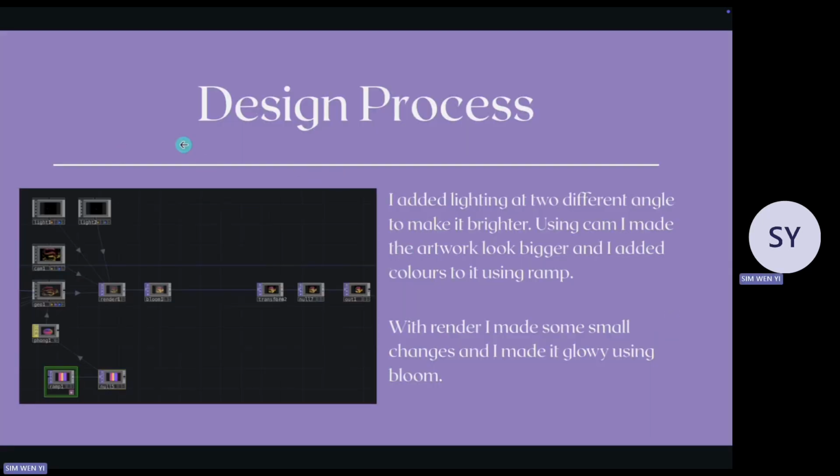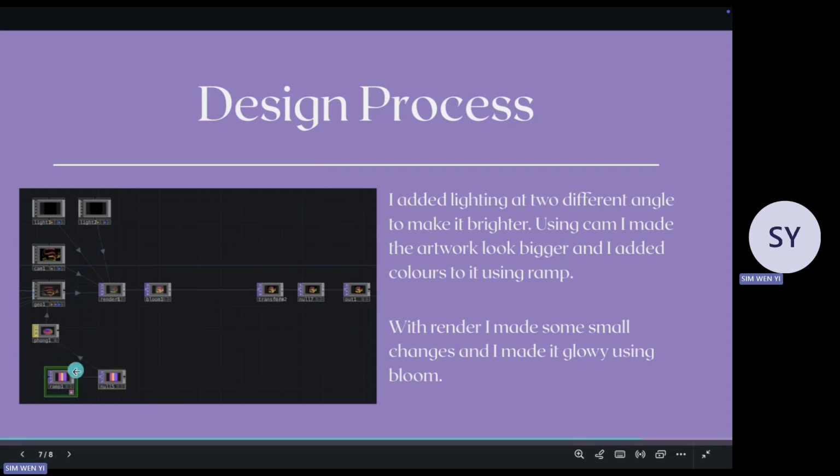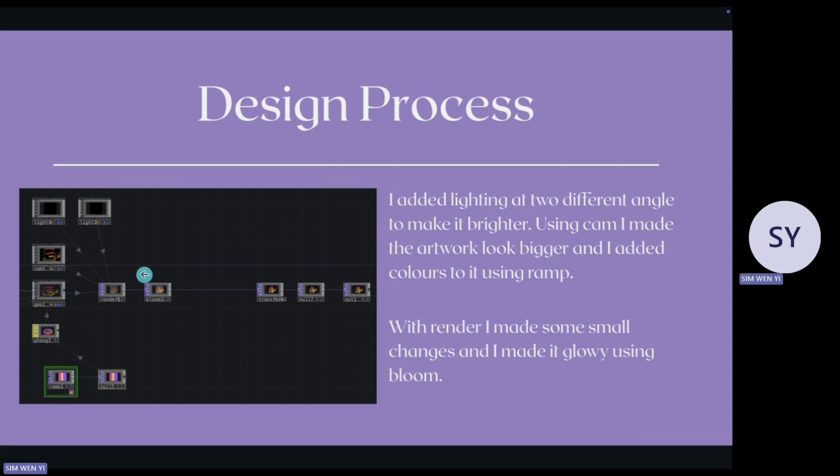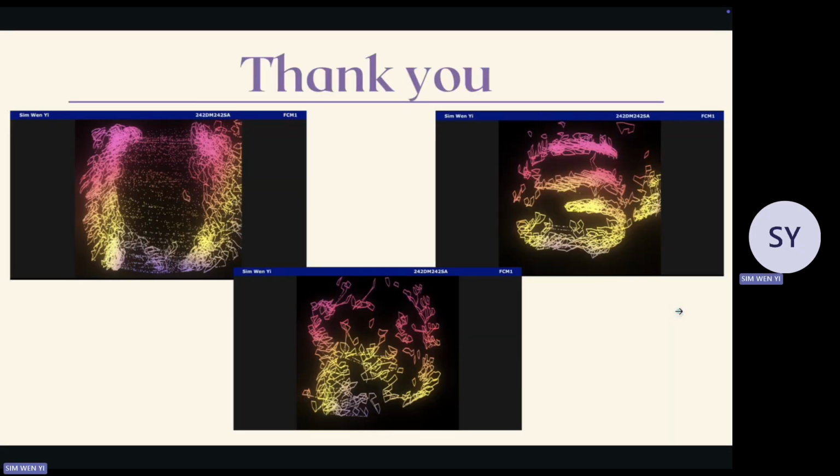And this is lighting over here. I added two lighting at different angles to make it brighter. And I also use the cam to make the artwork look bigger because originally the size for it is really small. And I also added ramp to color it. And I added bloom to make it have a glowing effect. And that is all. This is my final artwork.